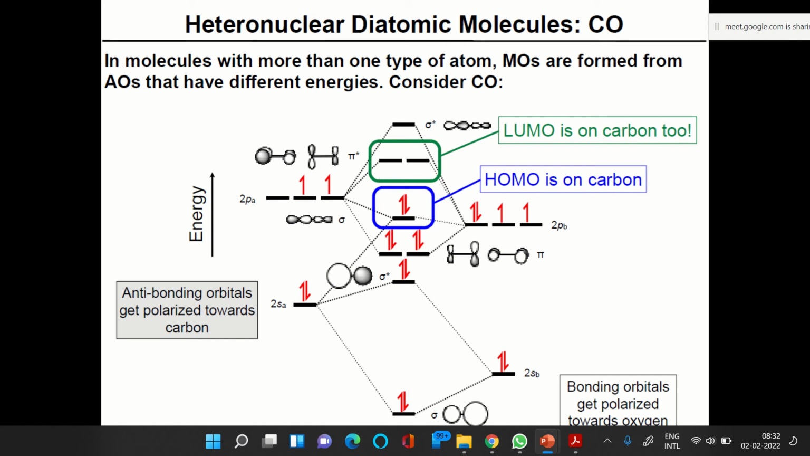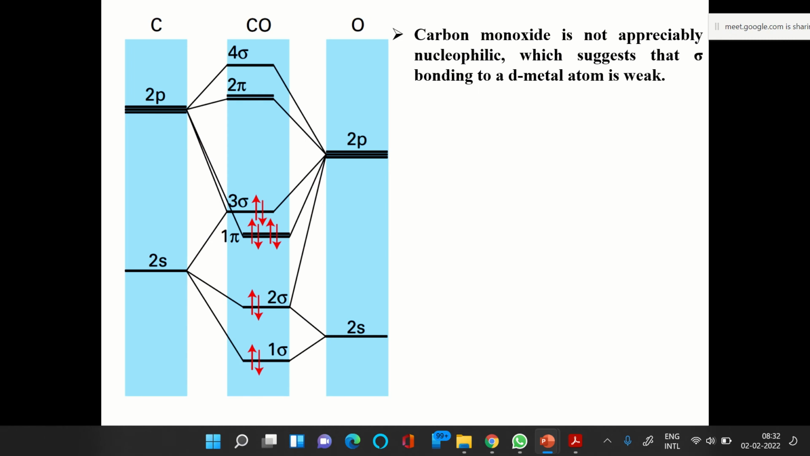the basic thing: the highest occupied molecular orbital has contribution from three orbitals, 2s and 2p of carbon, and then 2p of oxygen. So it has more of the character of carbon. It is carbon orbitals rather than oxygen orbitals, and so it is said to be lying on carbon. The LUMO is also on carbon. So that is the way we understand this structure. This is another view of the same thing.